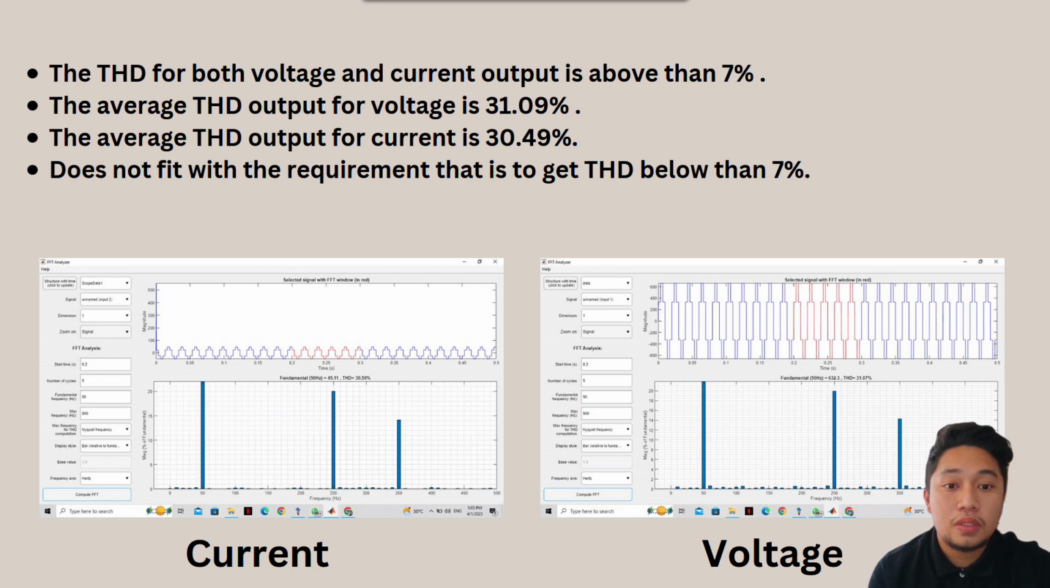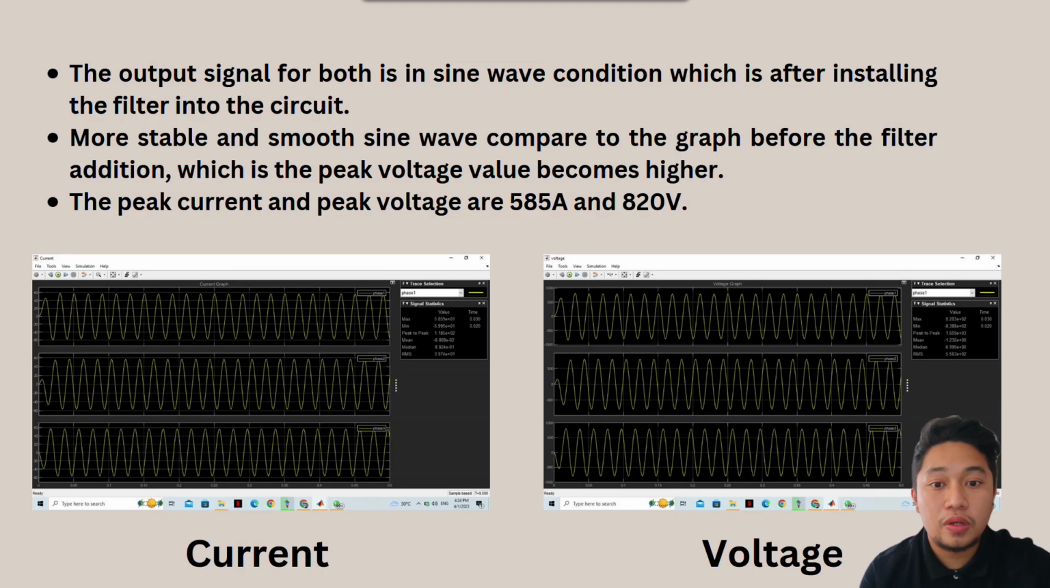Okay, now the circuit diagram after adding the filter into the circuit. Here we need to install the filter, which is an inductor and a capacitor, and then we need to set the inductor value at 35 millihenry, and the capacitor value at 330 microfarad. After that we got the output graph for current and voltage.